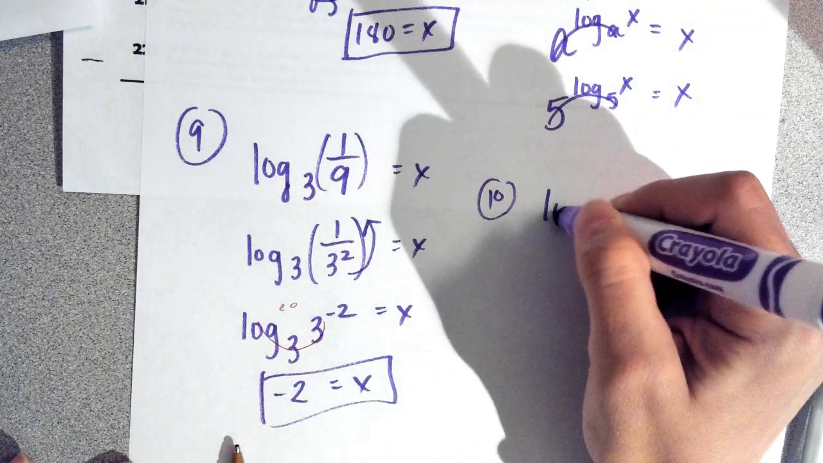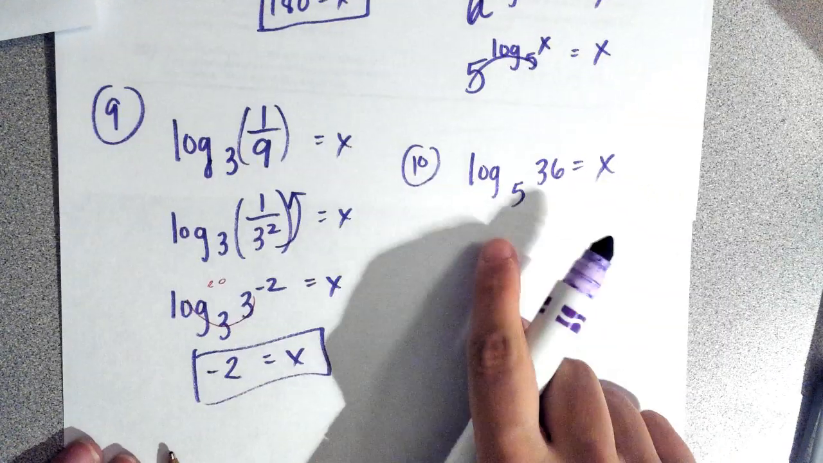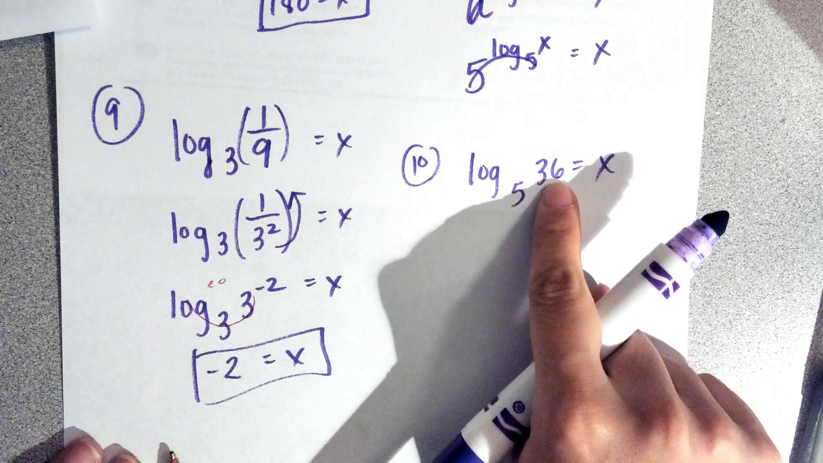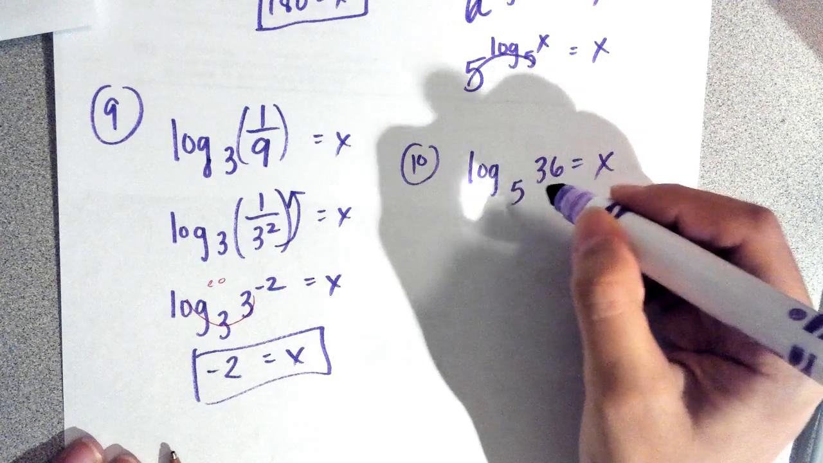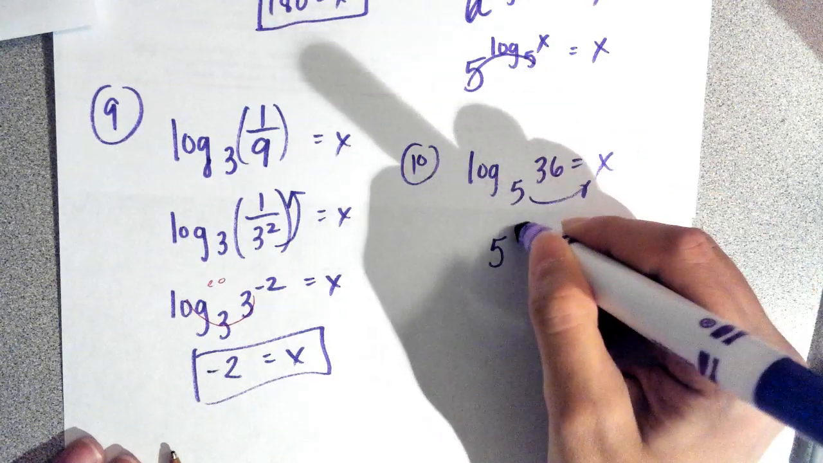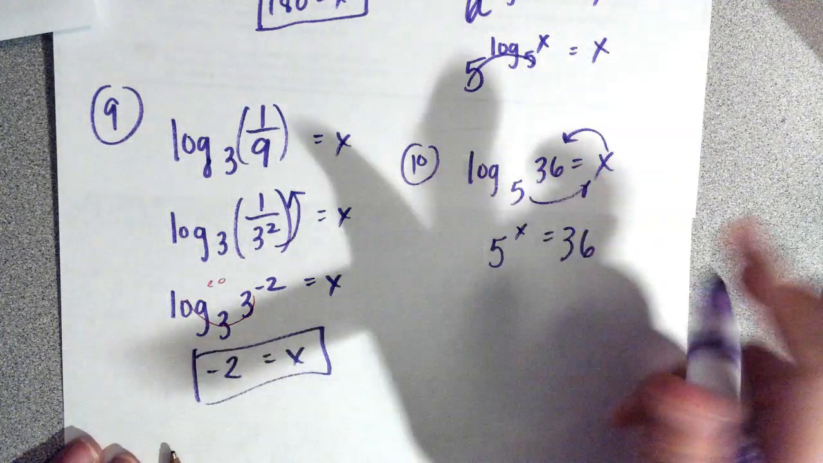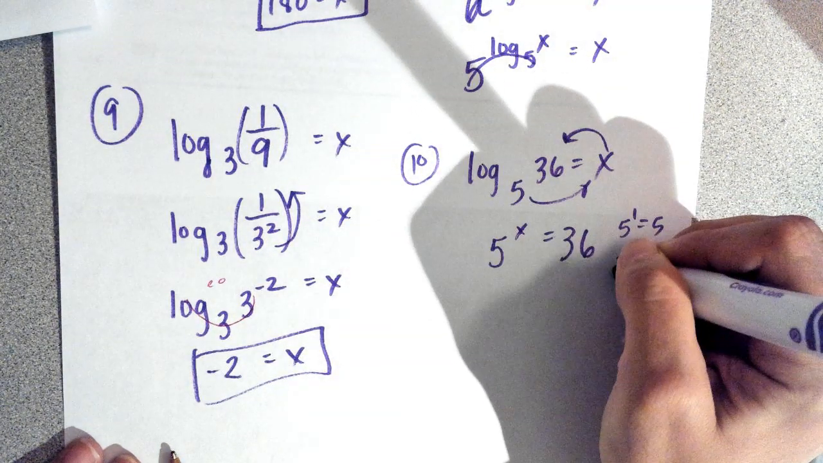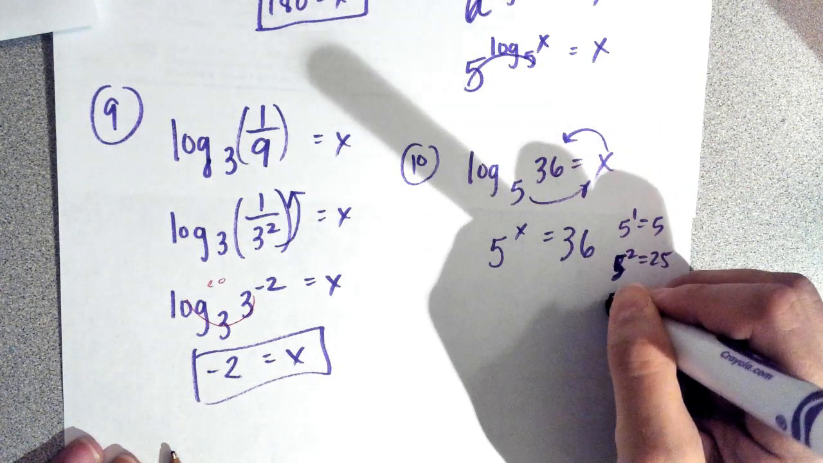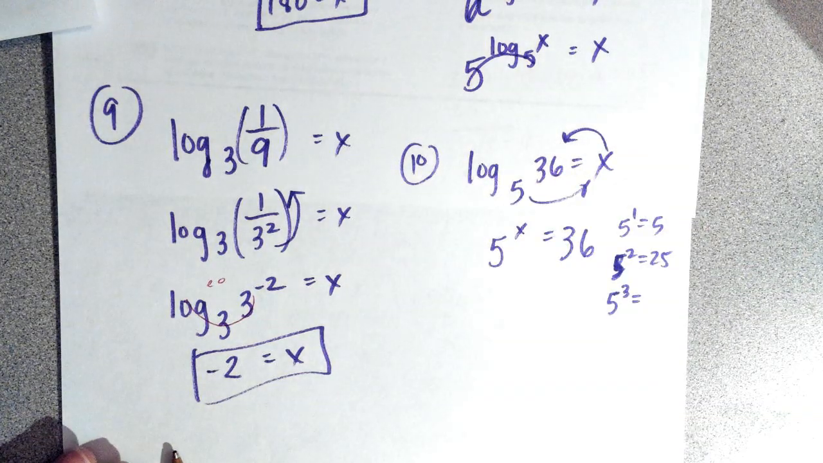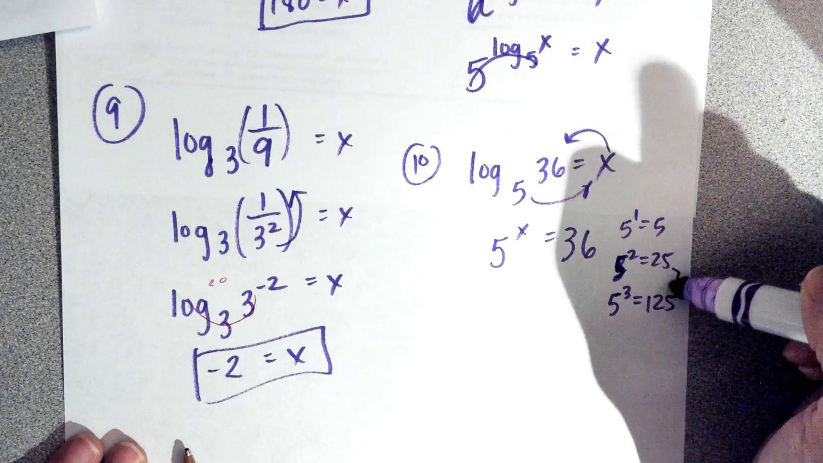Number 10 is another change of base problem right here, right? So if I was to write, I can't rewrite 36 with a base of 5. That's my first kind of clue this is change of base. If I wrote this as an exponential, 5 moves to x, x goes to 36. I know 5 to no whole power gives me 36 because 5 to the first is 5, 5 squared is 25, 5 cubed gives me 125. So you can see here my answer is going to be somewhere between 2 and 3.